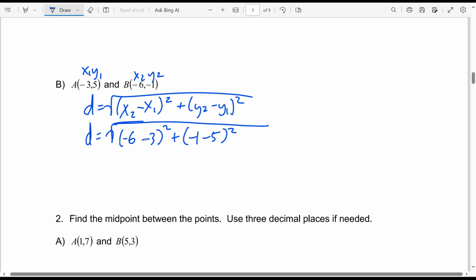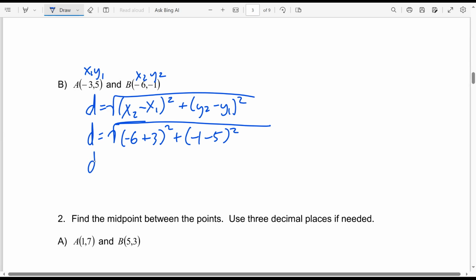This is actually going to become an addition statement, right? It's going to actually be negative 6 plus 3, because really what this is saying is negative 6 minus a minus 3. I wouldn't write it like that. I'm just going to write it negative 6 plus 3. So that's going to change this guy.